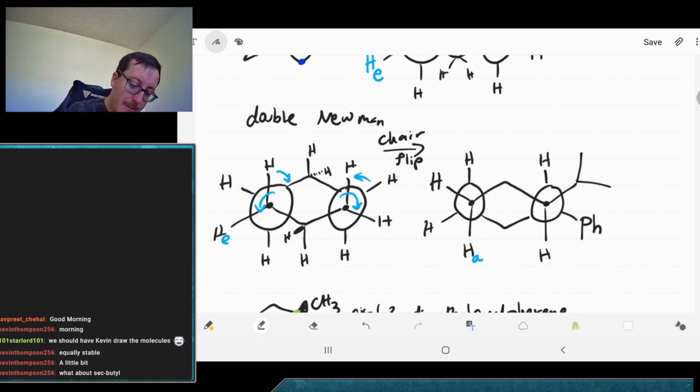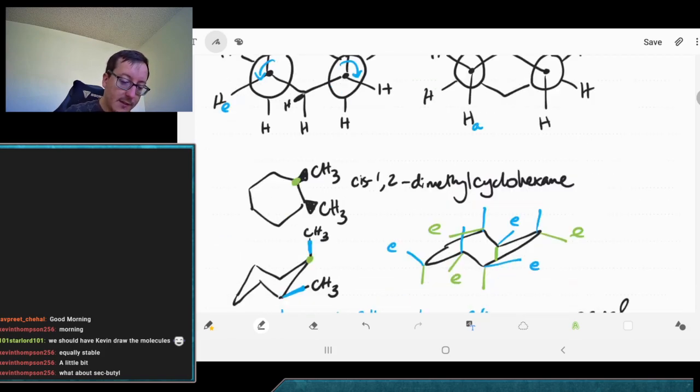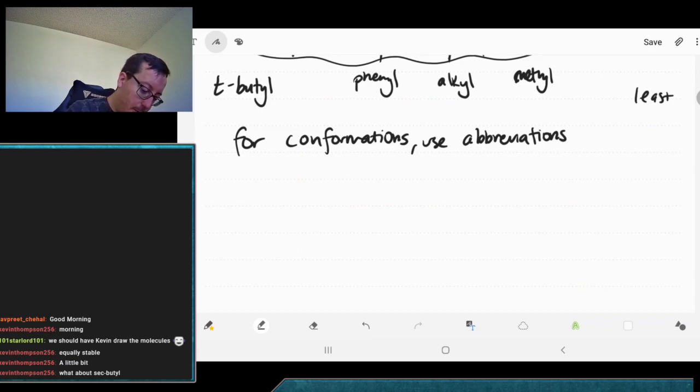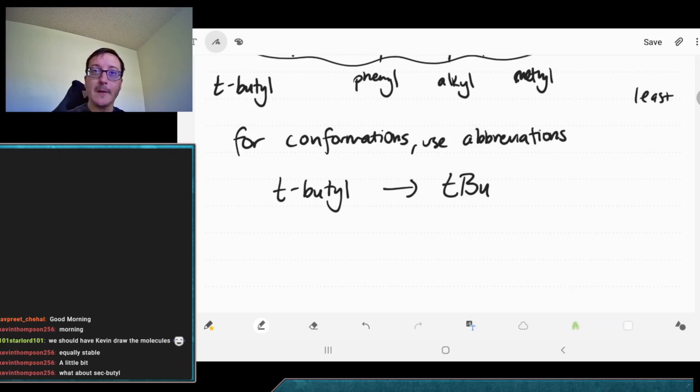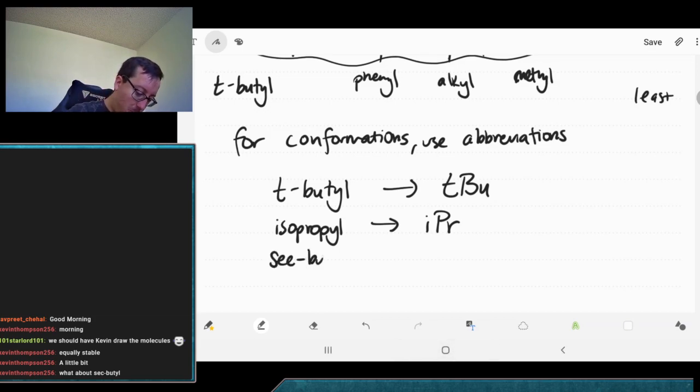So we might say something like this, just to keep our focus on the Newman projection carbons that we're looking at. We use abbreviations to make things easier for ourselves. It's pretty common. So the T-butyl group is abbreviated TBU. These are the abbreviations. You would say this IPR. For sec-butyl, you would say SBU, but again, not as common.